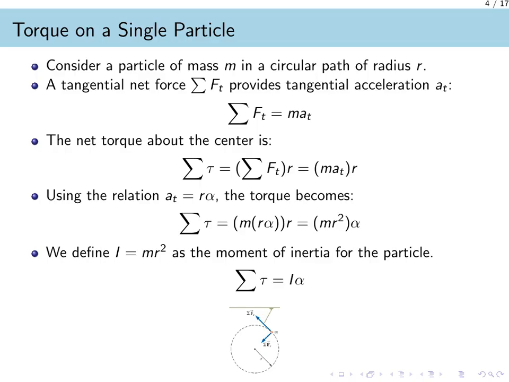We define the quantity m r squared as the moment of inertia, symbolized by I. For a single particle, it measures the resistance to being angularly accelerated. This leaves us with the essential result. The net torque on the particle is equal to its moment of inertia times its angular acceleration.